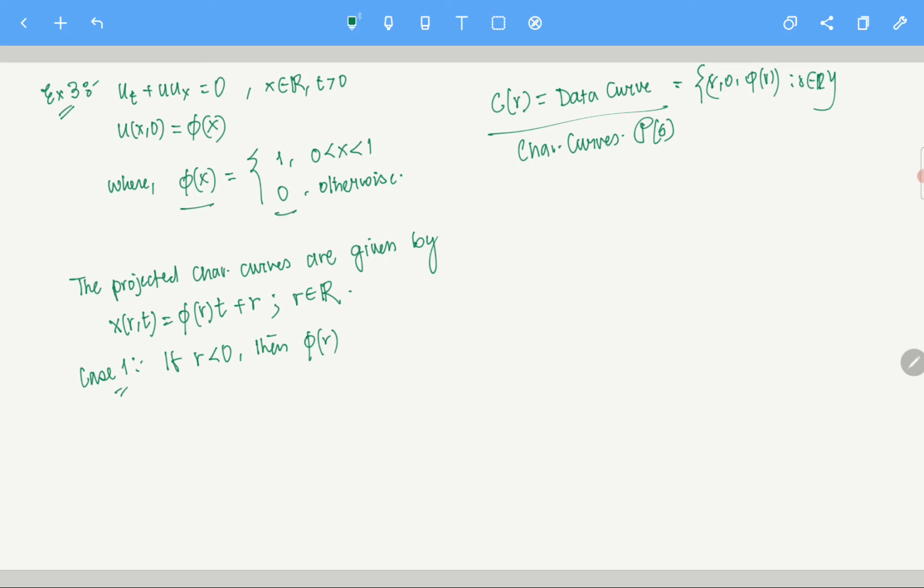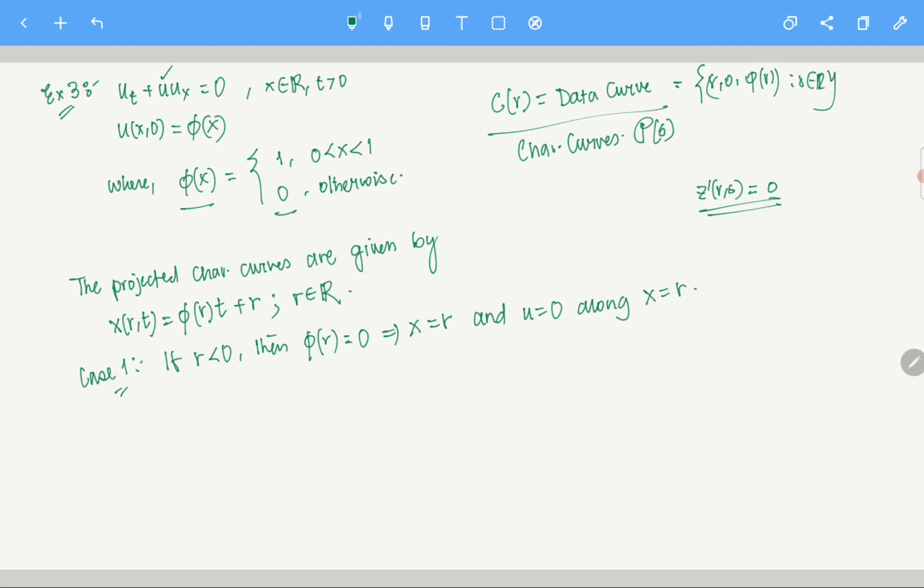Phi of R negative is going to be 0, right? Which implies, since phi of R is 0, x is equal to R. And what is u along these curves? If you remember the characteristics, z prime of (R,s), this prime is with respect to s, is equal to 0, right? So u is constant along these curves. And since phi of R is 0, u is equal to 0 along x equals R. I hope this is clear.